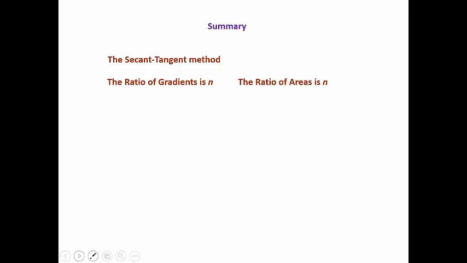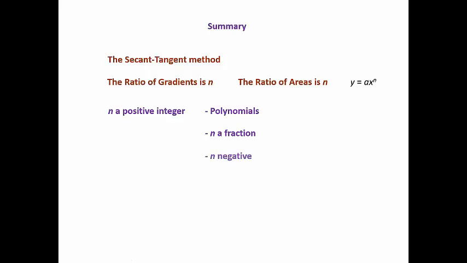And so just to summarize, we have the secant tangent method, and explained that in some detail, and it has lots of applications. And from there we have this ratio of gradients, which has useful applications and compares nicely with the ratio of areas for y equals ax to the n. We can extend that to polynomials and negative and fractional indices.